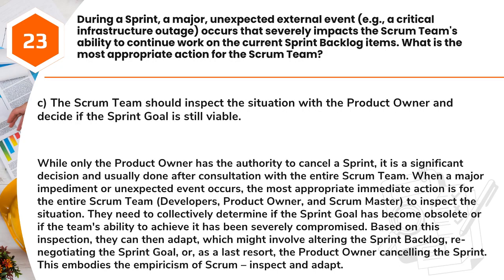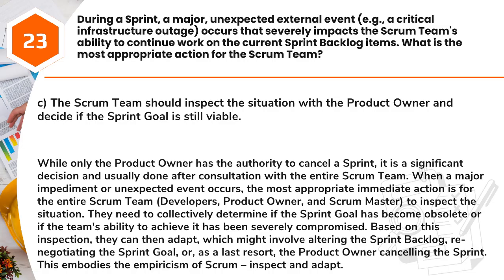Answer: C. The Scrum team should inspect the situation with the product owner and decide if the sprint goal is still viable. While only the product owner has the authority to cancel a sprint, it is a significant decision and usually done after consultation with the entire Scrum team.